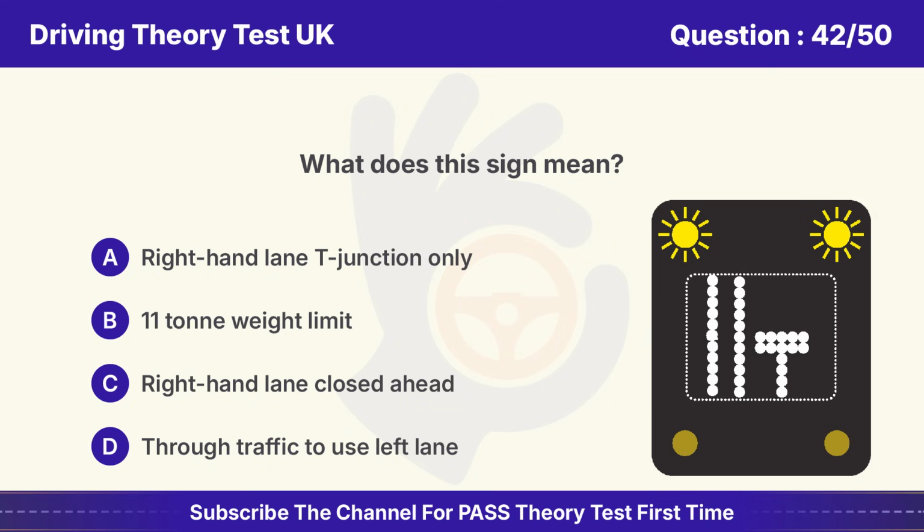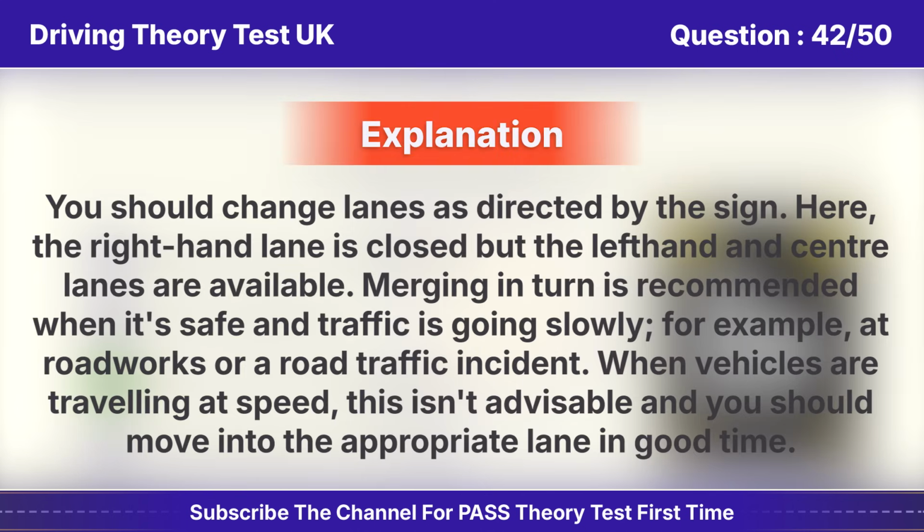Question 42. What does this sign mean? Answer is C. Right-hand lane closed ahead. You should change lanes as directed by the sign. Here, the right-hand lane is closed but the left-hand and center lanes are available. Merging in turn is recommended when it's safe and traffic is going slowly, for example, at roadworks or a road traffic incident. When vehicles are traveling at speed, this isn't advisable and you should move into the appropriate lane in good time.